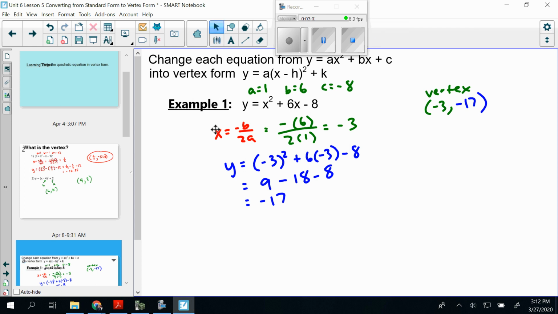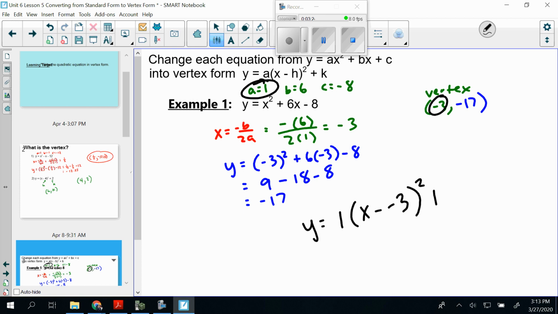But that's not vertex form yet. We got it close, but we still have to put that a value in as well. But we know the a value is right here. It's 1. So now in vertex form, this would be 1 times x minus our h value, which would be negative 3, squared, plus our k value, and our k value here would be negative 17.